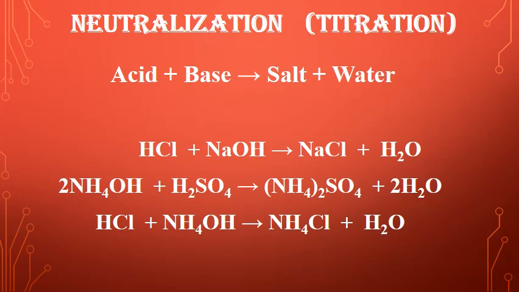So the first reaction: hydrochloric acid reacts with sodium hydroxide, produces sodium chloride and water. So that's one of the ways for preparing sodium chloride. Ammonium hydroxide reacts with sulfuric acid, gives us ammonium sulfate and water. In the next reaction, we have hydrochloric acid reacting with ammonium hydroxide and giving us ammonium chloride and water.